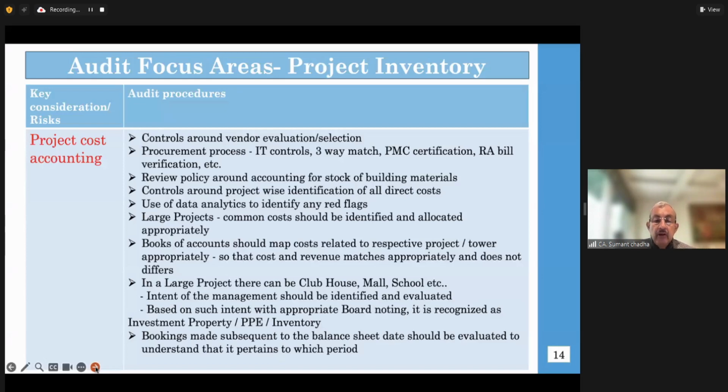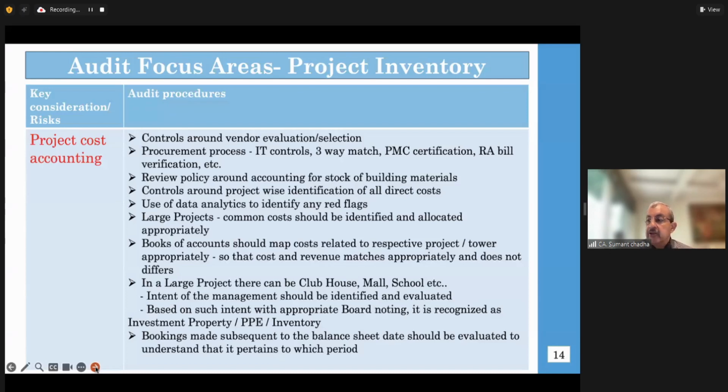Each project, each tower, each element of real estate has to be taken care of as a separate accounting so that the cost and revenue match appropriately. In a large project, we may have clubs, malls, schools, each with a different element. There is the intent of the management: whether the clubhouse is going to be run by myself or given out to somebody else. The malls, am I going to sell them or just rent them? School is another level of requirement, where I need to see what the requirements of the local state are to run schools, etc. Because those requirements are totally different.